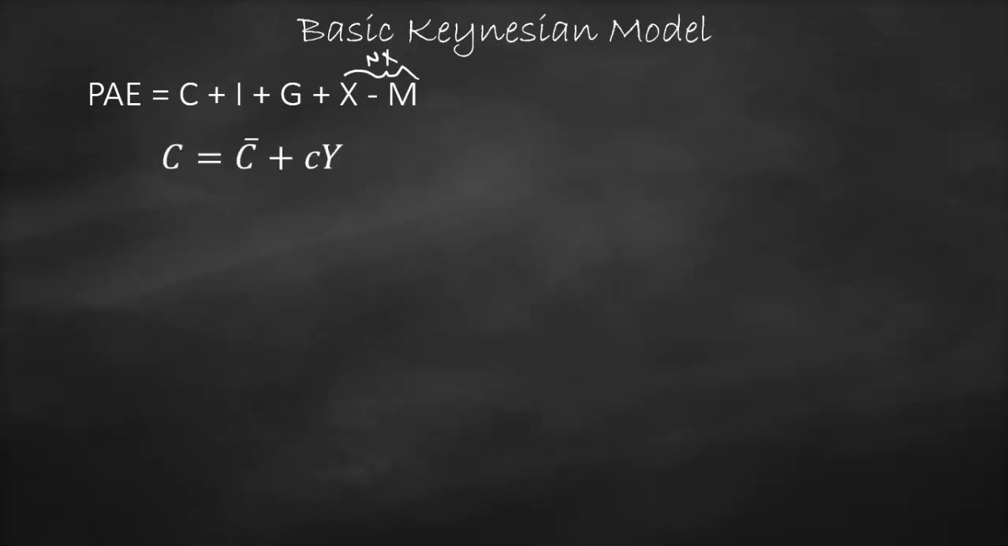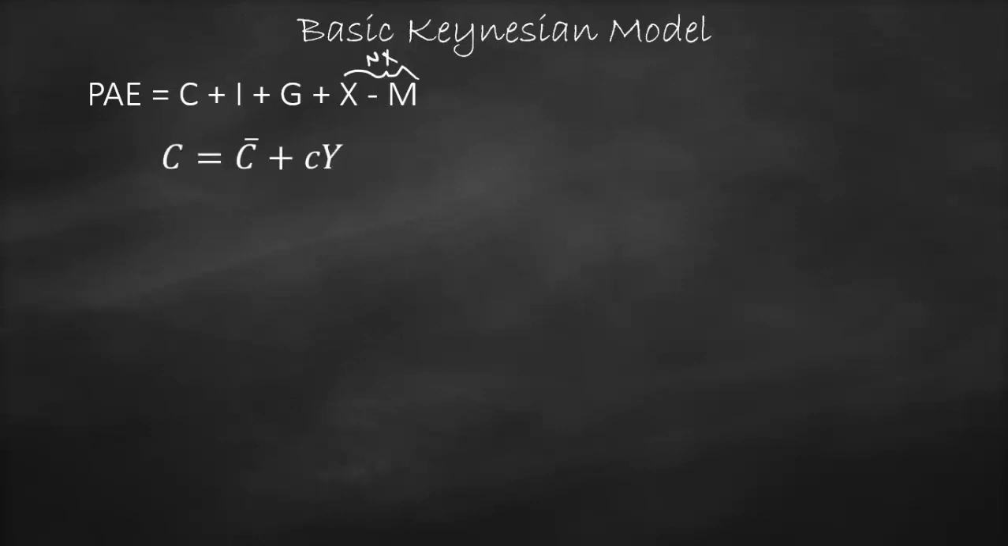This is the basic Keynesian model. Our formula is our aggregate demand based on the expenditure approach. That's why we will call it the planned aggregate expenditure, which is equal to consumption plus investment plus government spending plus export minus import. We know that exports minus imports is called net exports. So I will talk about consumption.